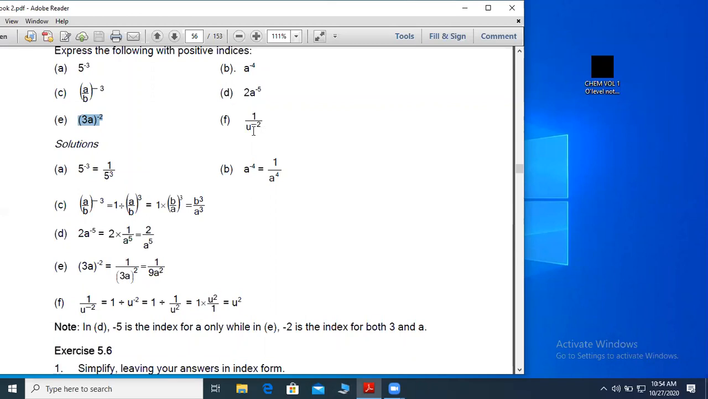Then we have 1 out of u to power negative 2. 1 out of u to power negative 2, we can first change the denominator alone.